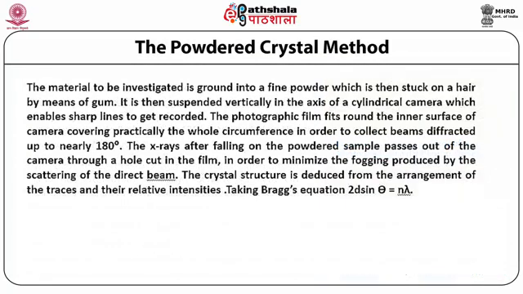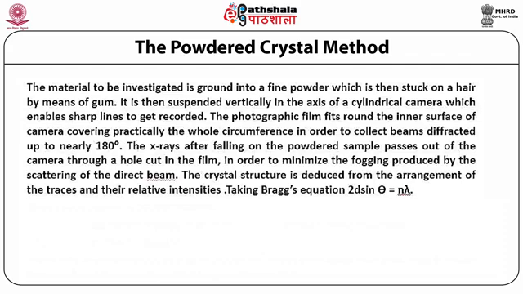The material to be investigated is ground into a fine powder, which is then stuck on a hair by means of gum. It is then suspended vertically in the axis of a cylindrical camera, which enables sharp lines to get recorded. The photographic film fits around the inner surface of the camera, covering practically the whole circumference in order to collect beams diffracted up to nearly 180 degrees. The X-rays, after falling on the powdered sample, pass out of the camera through a hole cut in the film in order to minimize the fogging produced by the scattering of the direct beam. The crystal structure is deduced from the arrangement of the traces and their relative intensities.